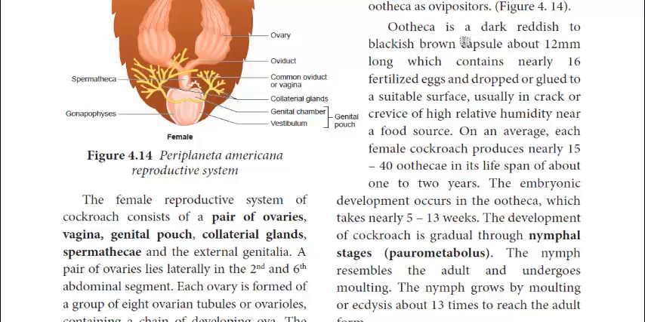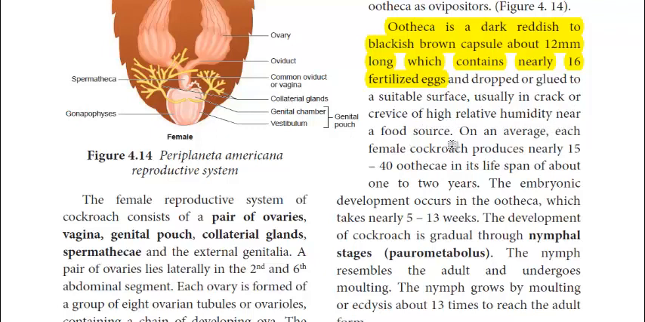Okay? The ootheca is a dark reddish to brown, blackish brown capsule about 12 mm long, and it contains nearly 16 fertilized eggs. So underline that. So how many fertilized eggs are there in one ootheca? 16 fertilized eggs, and it is dropped or glued to a suitable surface, usually in cracks or crevices of high relative humidity near the food resource.